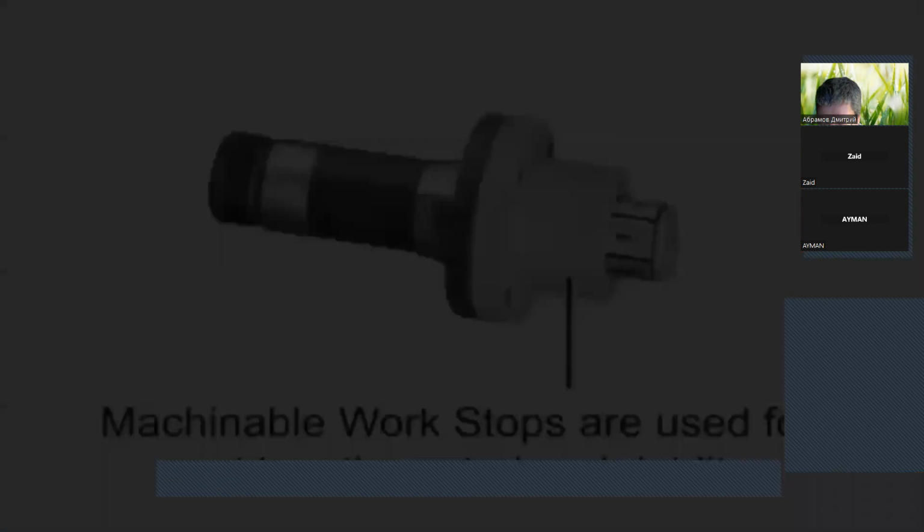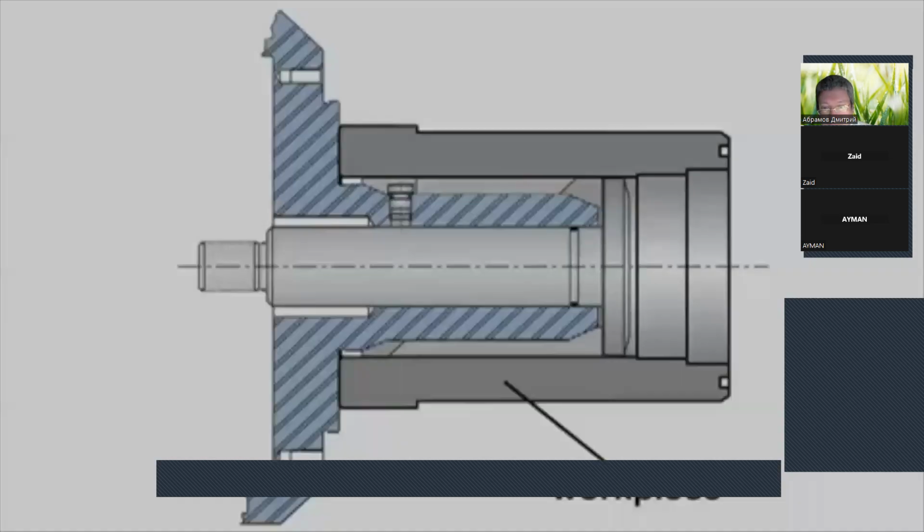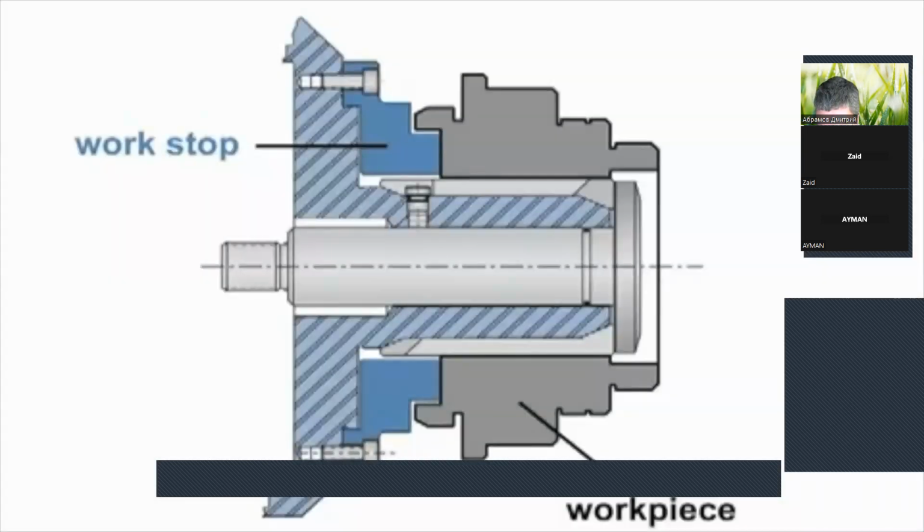Exact part length is achieved by locating the part against the face of the arbor or against a machinable dead length work stop. This provides an extremely stable part so that deeper cuts, finer surface finishes, and closer tolerances can be achieved. Here we show the workpiece located against the face of the arbor. A work stop is not necessary. In this example, a standard work stop is bored and faced off to accommodate this multiple step workpiece.